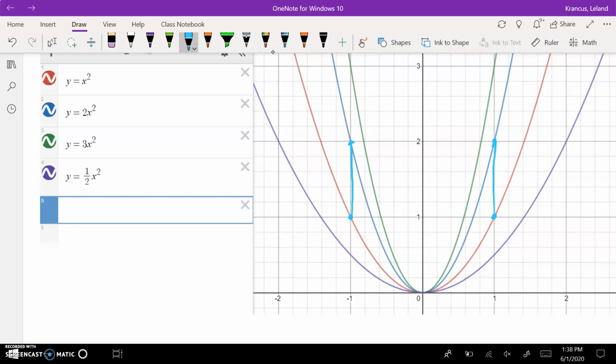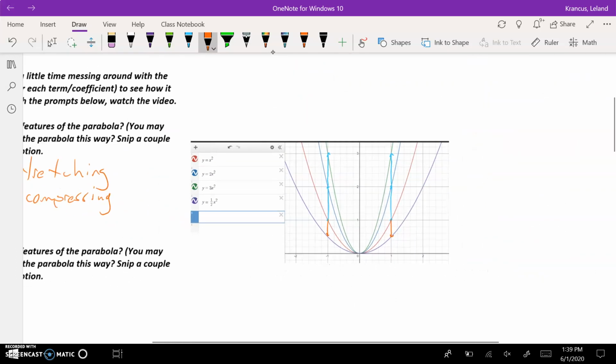So if y equals 3x squared, it would stretch it upwards even more. And then if it's less than 1, for example, if a was 1/2, it would take that same y value when x is 1 and cut it in half. And it would do that to all the points along that curve, and the entire parabola would be stretched downwards.